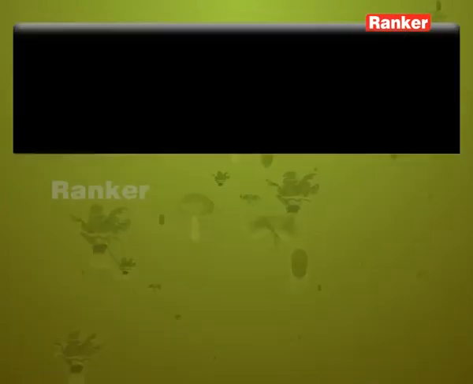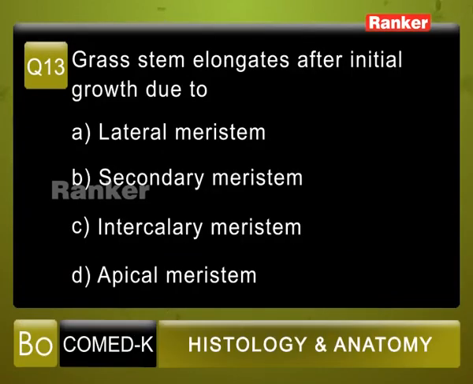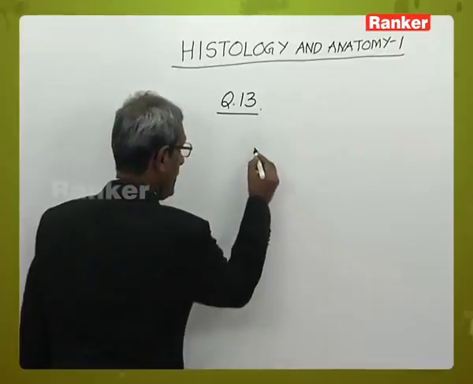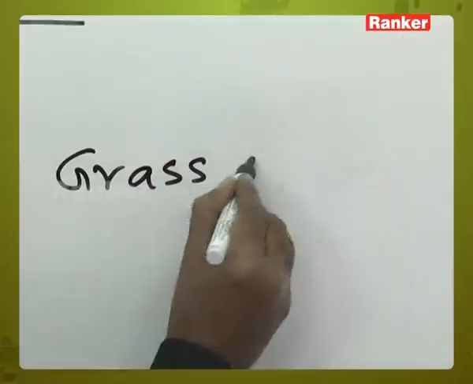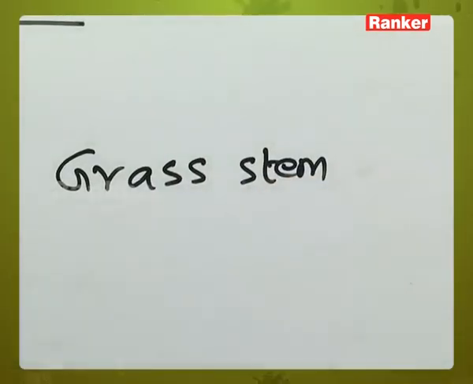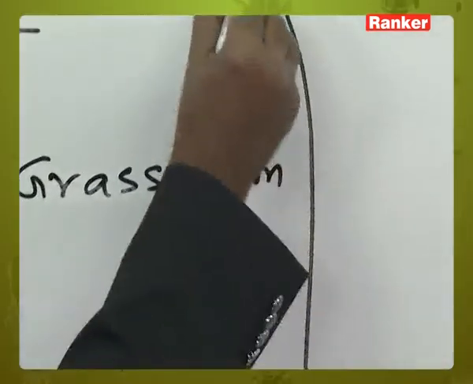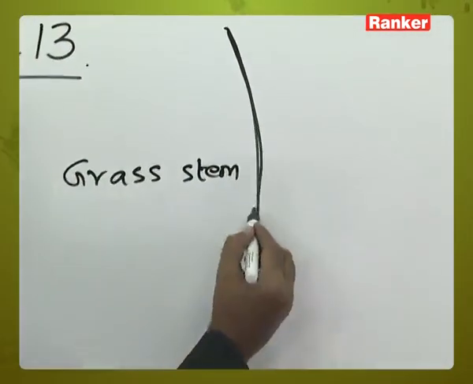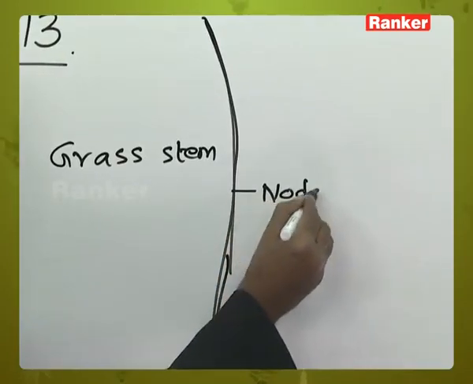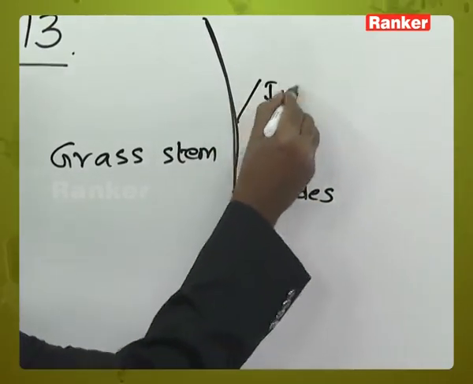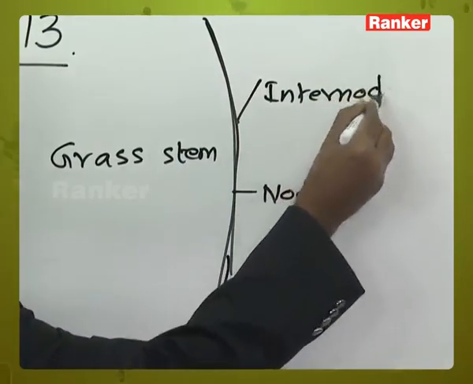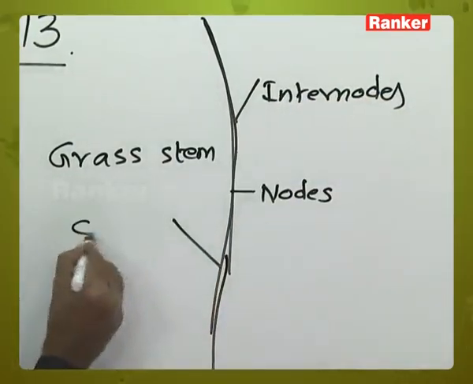Question number 13. The grass stem elongates after initial growth due to A. lateral meristems, B. secondary meristems, C. intercalary meristem, D. apical meristem. When you take a grass stem, a grass stem is made up of nodes and internodes. The stem is called a culm.